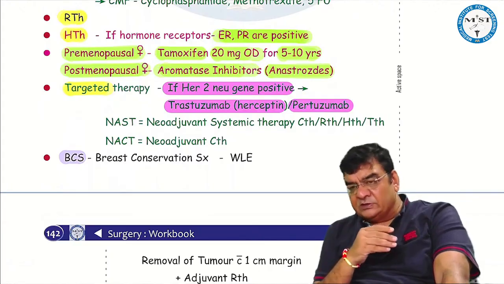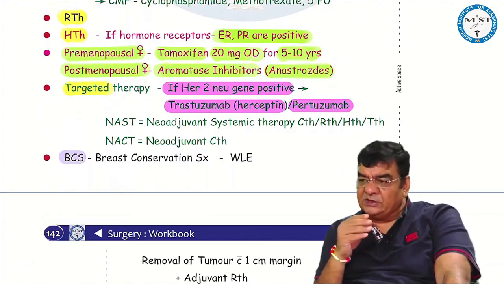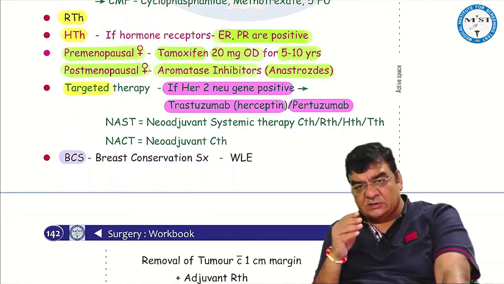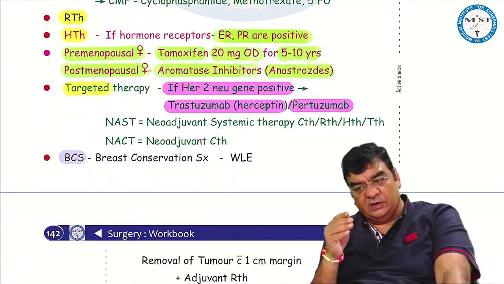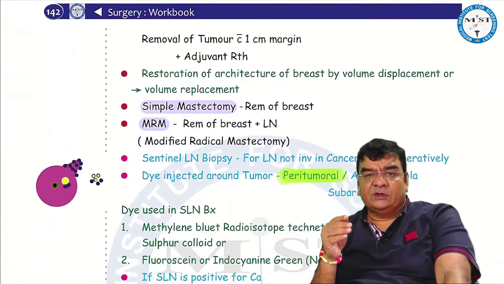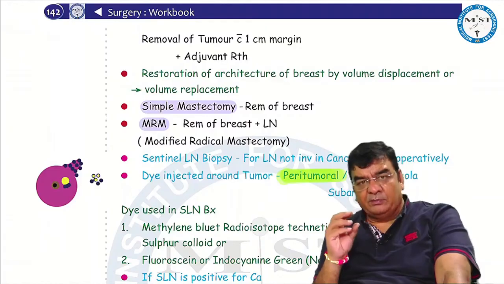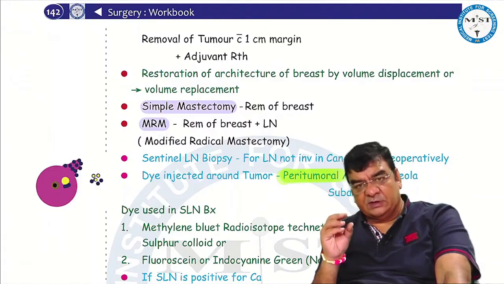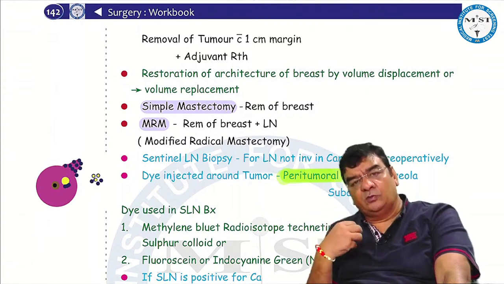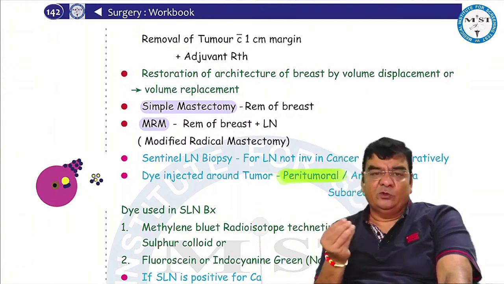When you will be seeing the case sheets, you will be seeing words like NAST, NACT and all. NAST is neoadjuvant systemic therapy. NACT is neoadjuvant chemotherapy. Now, whenever we are doing breast conservation surgery, we are doing a lumpectomy with 1 centimeter margin and we are giving adjuvant radiotherapy. We have to restore the architecture of the breast by either volume replacement or maybe volume displacement.